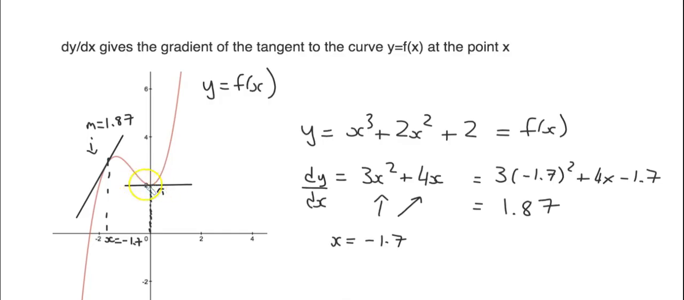But let's say we wanted to work out the gradient of this line. Well, we already know just by looking at it, the gradient's 0 because it's a perfectly horizontal line. But let's try and confirm that. Again, we're going to use dy dx is 3x squared plus 4x. But now the x coordinate is different. In fact, the x coordinate here is x is equal to 0. So let's sub x is equal to 0 into dy dx. That will give us 3 times 0 squared plus 4 times 0, and that is 0, and that is confirmed according to our diagram.